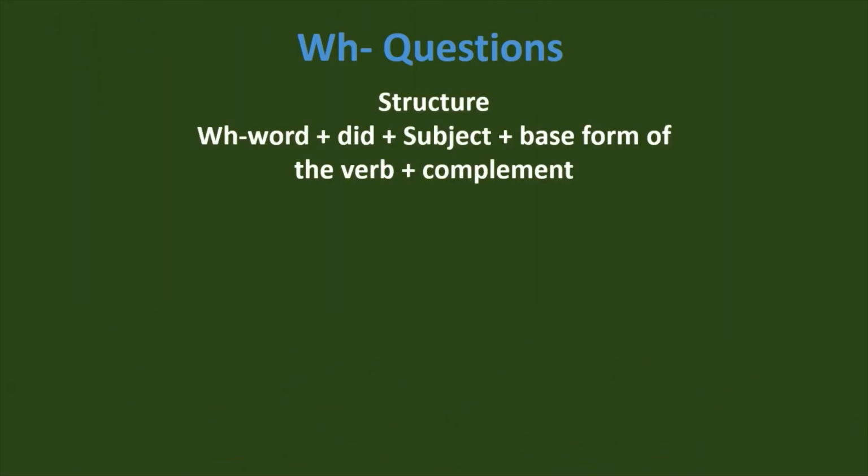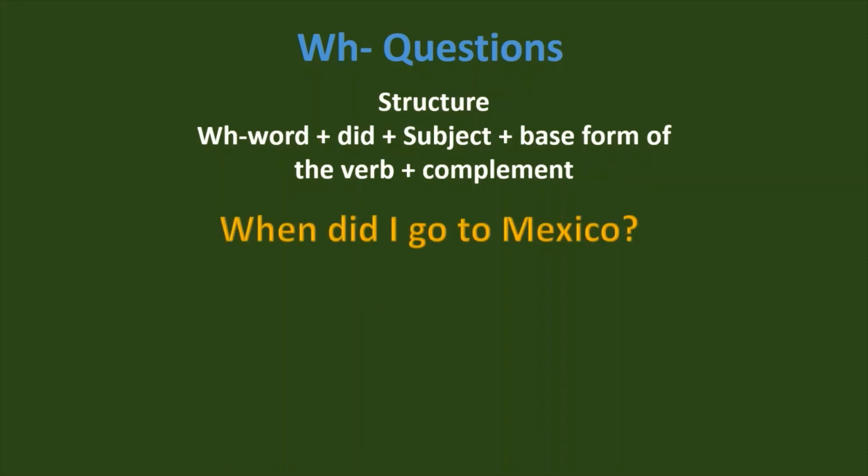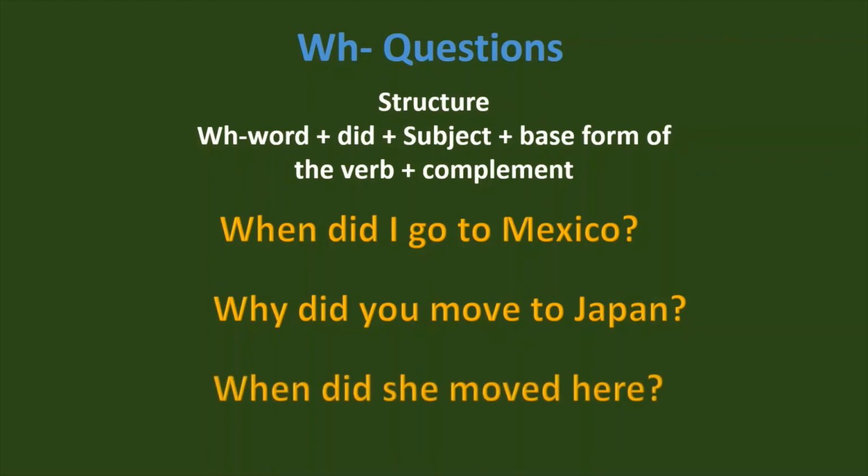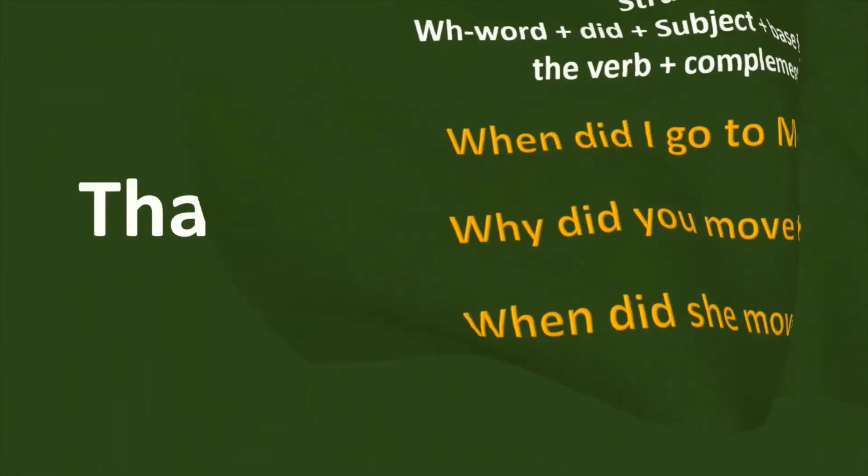Now let's see WH questions. The structure that we are going to use is WH word plus did plus subject plus base form of the verb plus complement. For example, when did I go to Mexico? Why did you move to Japan? When did she move here?